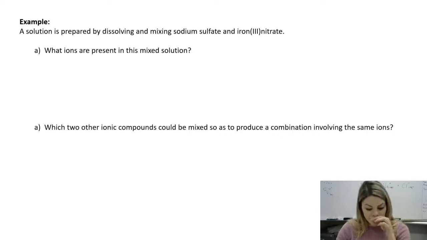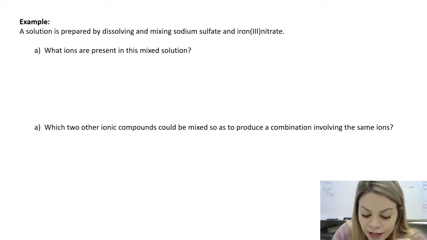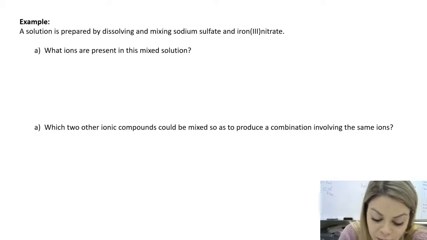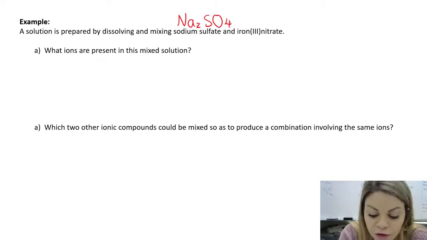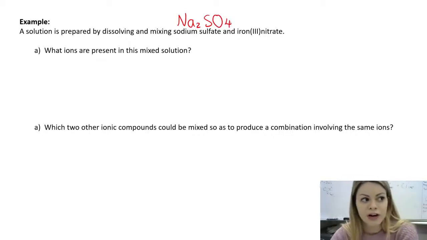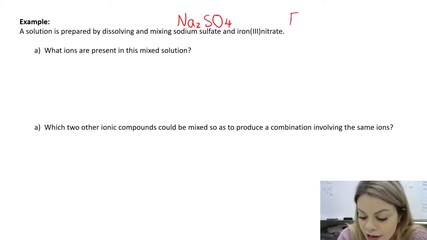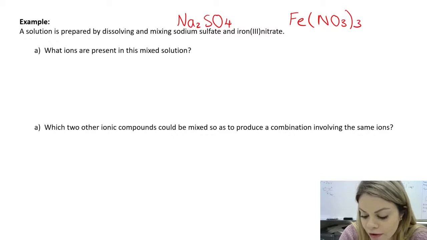A solution is prepared by dissolving and mixing sodium sulfate and iron 3 nitrate. Sodium sulfate is Na2SO4. You know how to find that on your formula sheet, right? If I hadn't just told you what it was. Iron 3 nitrate is Fe(NO3)3.